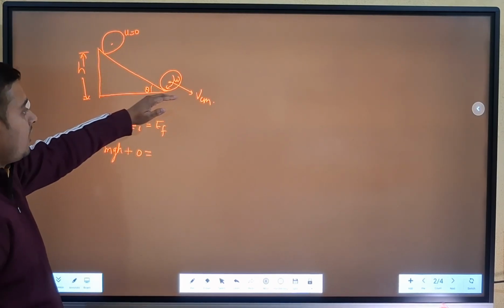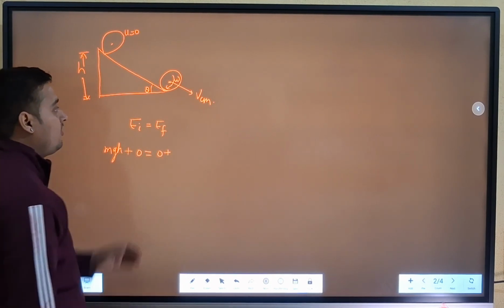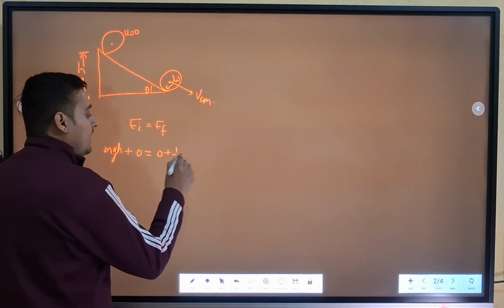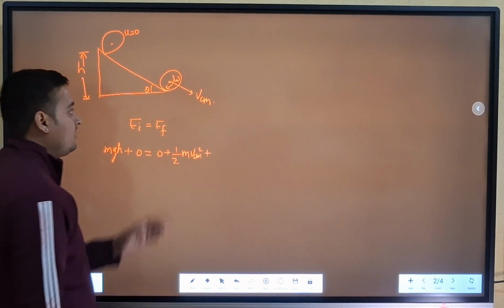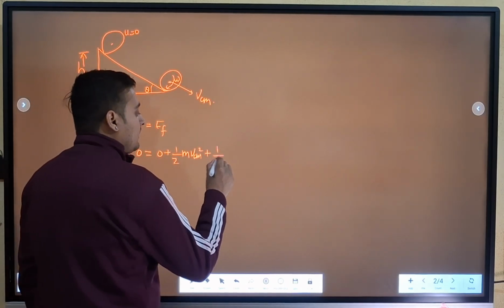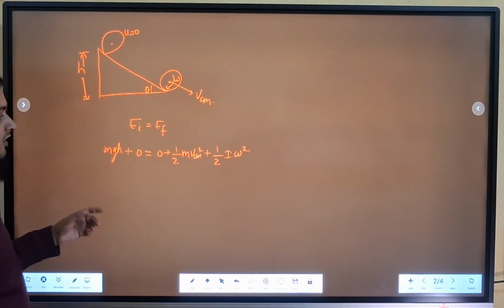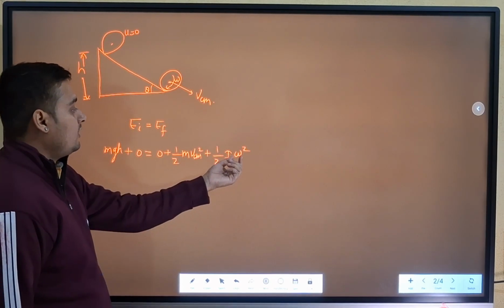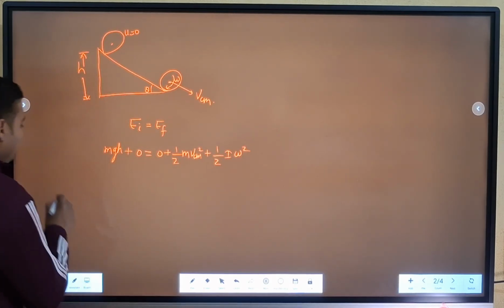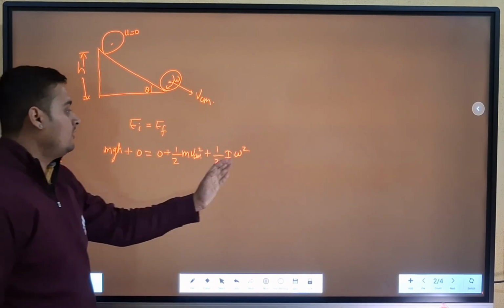Finally it will reach the ground. At that time the potential energy is 0, but the kinetic energy, because of translational motion, is half m vcm square, and because of rotational motion the kinetic energy is half I omega square. Now we want to convert this I in terms of m, and convert omega in terms of v. We all know omega is equal to v by r. So we will put this value here, v by r.